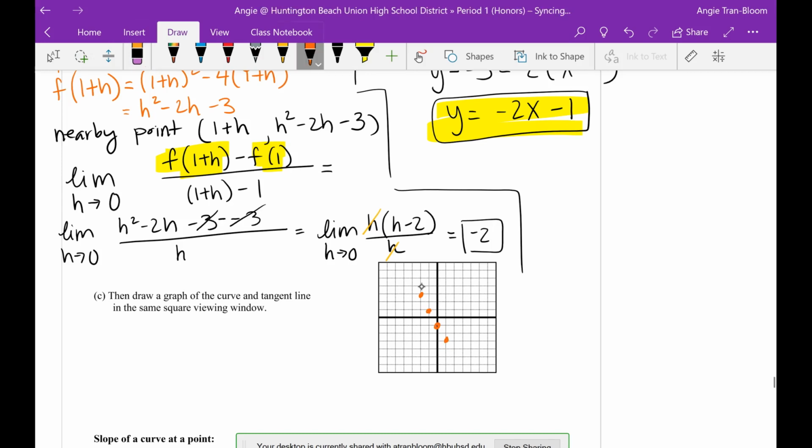Oops, why did I erase that? I meant to make dots. Okay, so this is your tangent line right here. Try to make it as straight as you can. So this is y equals -2x minus 1.